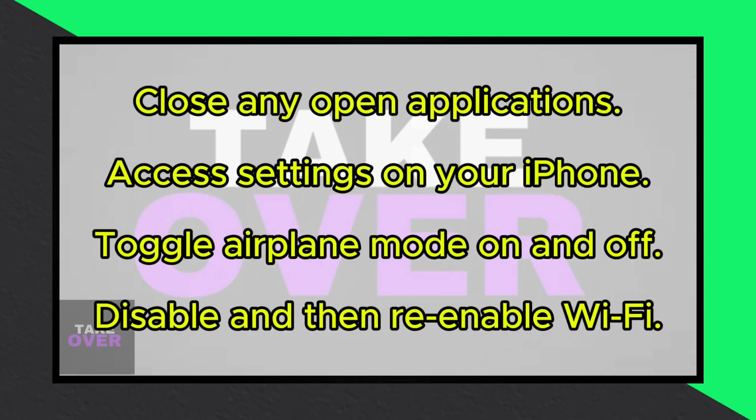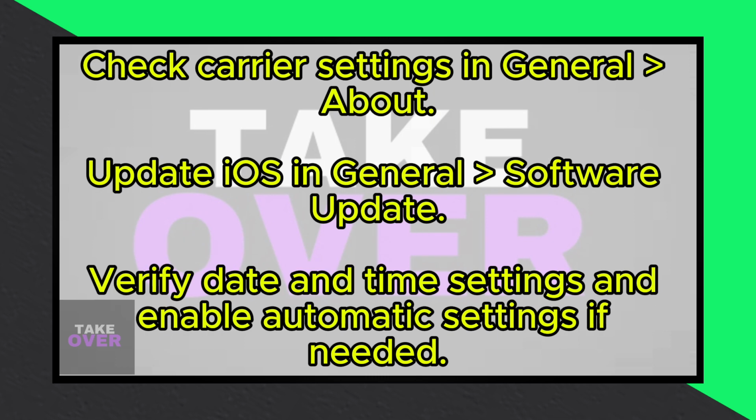To begin, close any open applications on your device. Next, navigate to your Settings app. Toggle airplane mode on for about 30 to 40 seconds, then switch it off again. Check if your cellular data is functioning. If the issue persists, proceed to disable and then re-enable Wi-Fi in your settings.